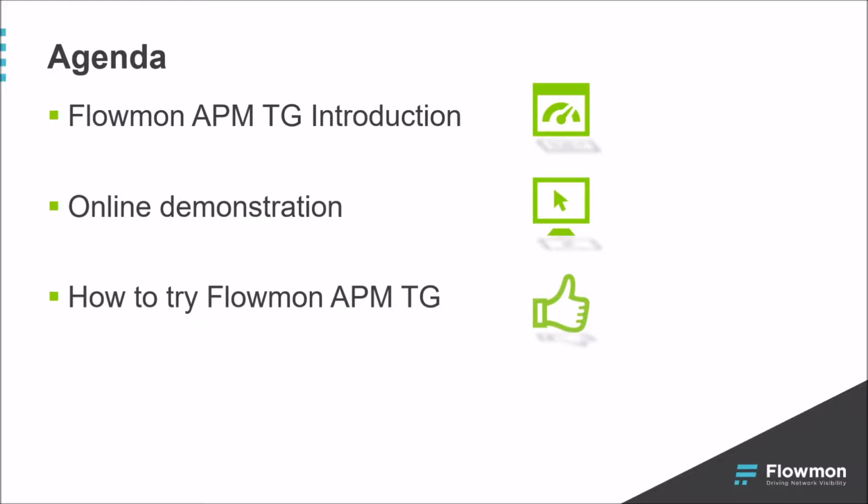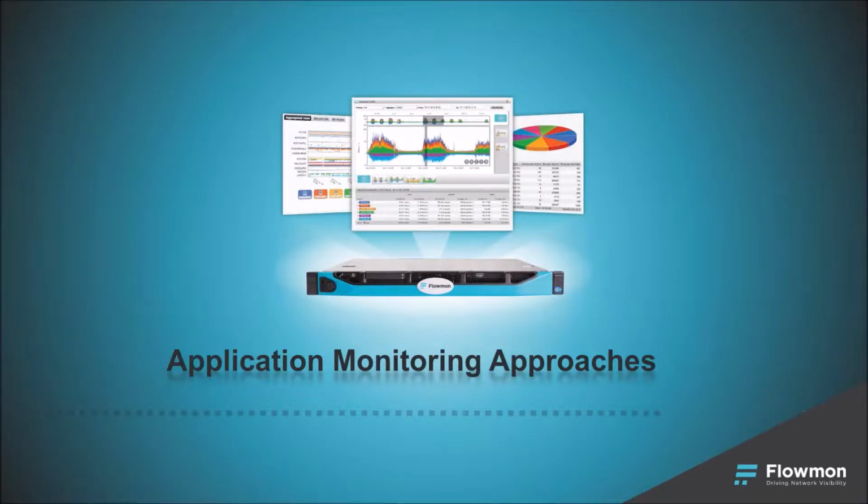I will also show you how you can try the Flowmon APM Transaction Generator today by just asking for the license, downloading the module, and installing it on the Flowmon appliance. I will show you how to configure the module and start with the monitoring of business critical applications.